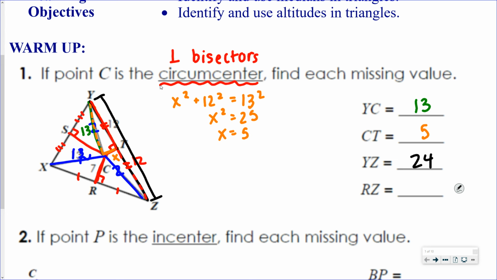Okay, last one. RZ, this one right here. Well, again, if you drew in the perpendicular bisectors or drew in the right angles, you'll see I have another right triangle. This side's 7. This side's what? 13. Those are all equidistant. I'm going to call this side Y.